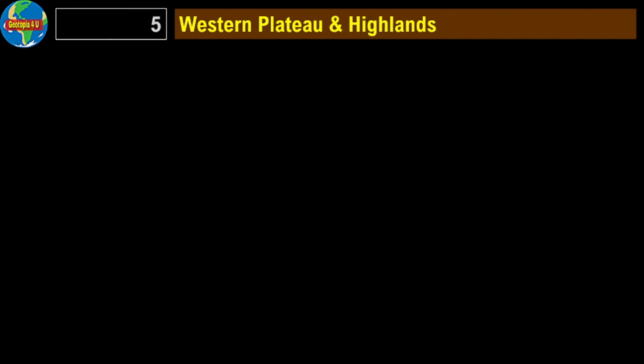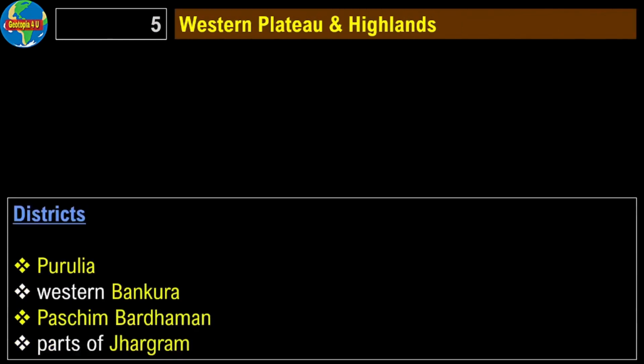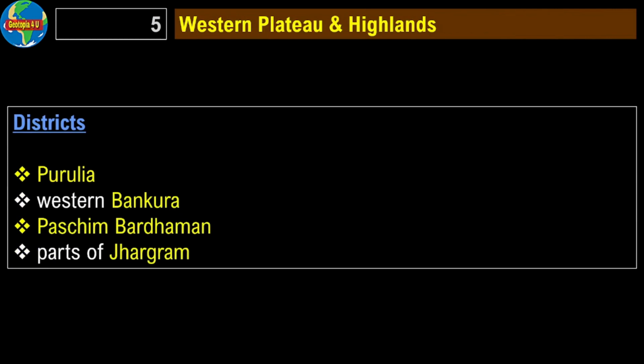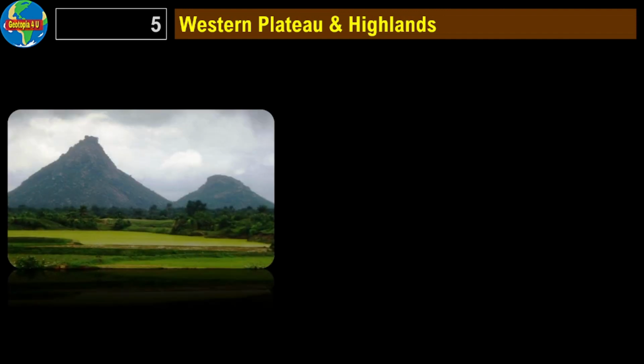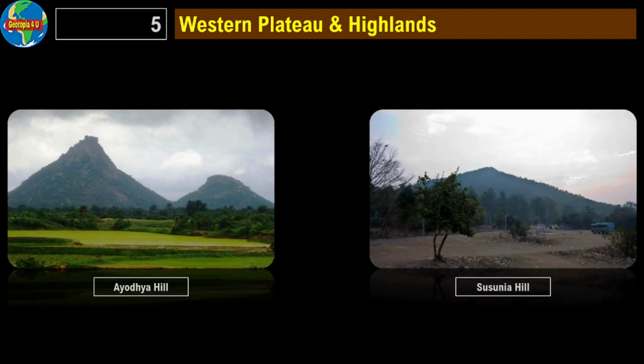Next up, we have got the western plateaus and highlands of West Bengal. The districts include Purulia, western part of Bankura, Paschim Bardhaman, and parts of Jhargram. In the picture to the left, you will notice the Ajodhya Pahar of West Bengal, and in the picture located on the right side, you will notice the Shushunia Hills.